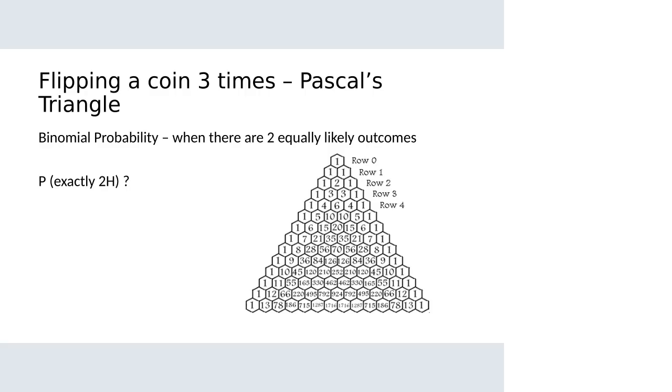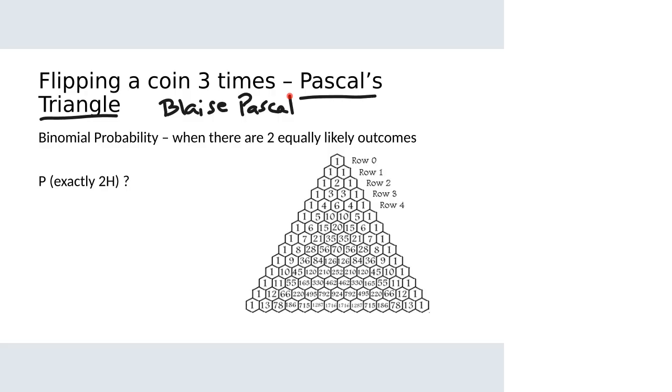We're still flipping a coin 3 times, but instead of using the sample space, now what we're going to use is something called Pascal's triangle. It's named after a French mathematician, Blaise Pascal, who came up with this. He was a mathematician in the 1600s. Very interesting person. He eventually came up with something called Pascal's wager that has to do with religion. It's a very interesting idea. I'll leave that to you.